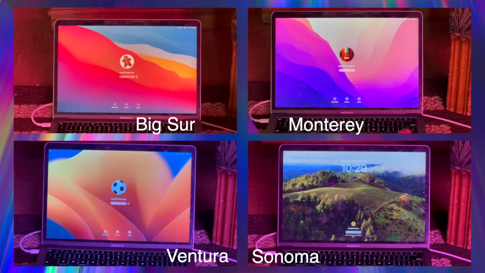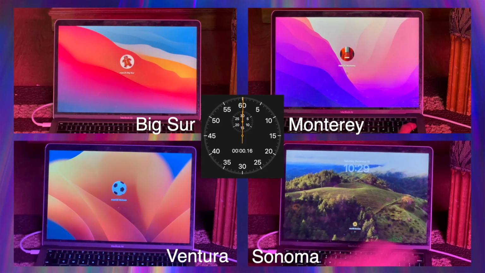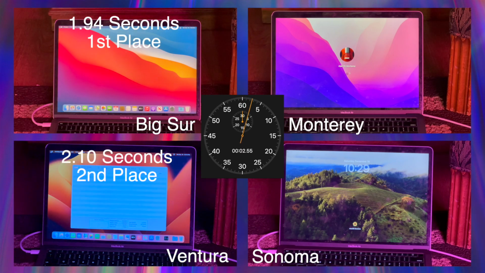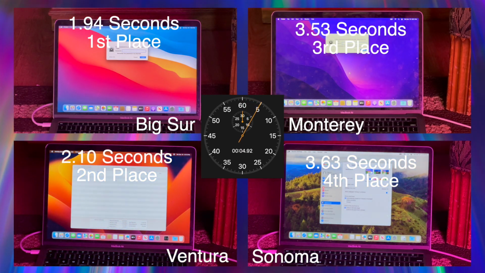Now the next test is a login test. It starts when I press enter and ends when we get to the desktop. Big Sur won this one, then Ventura, and then Monterey, and then Sonoma.